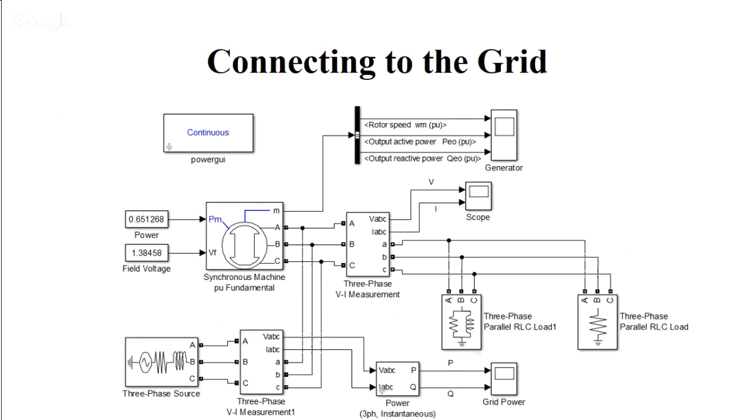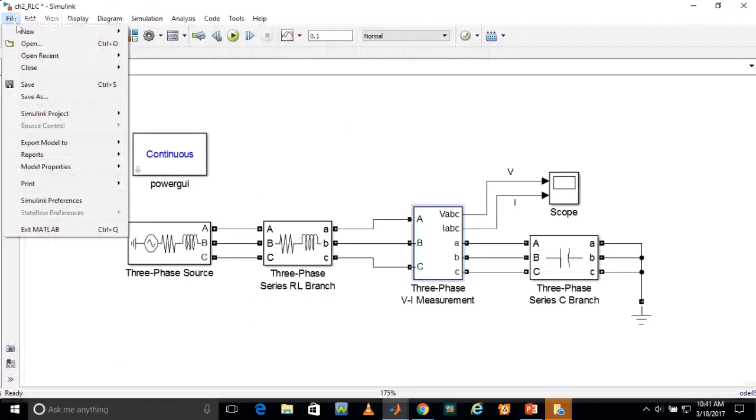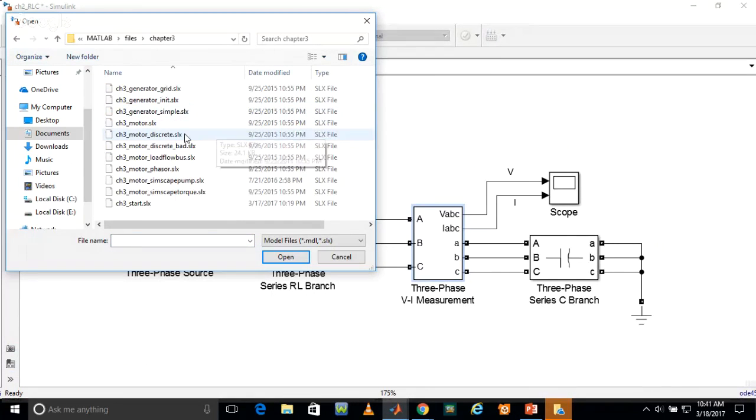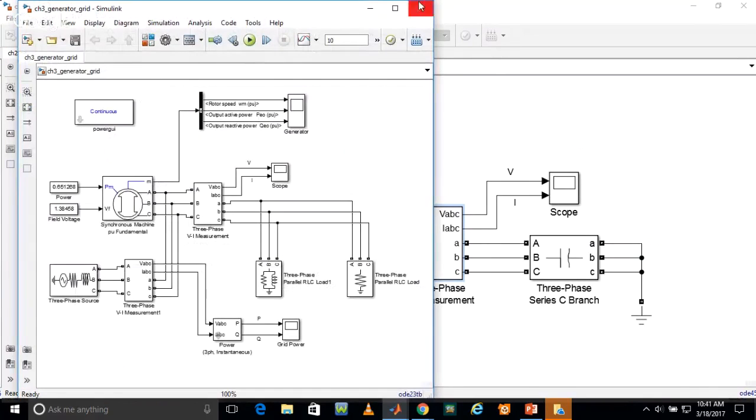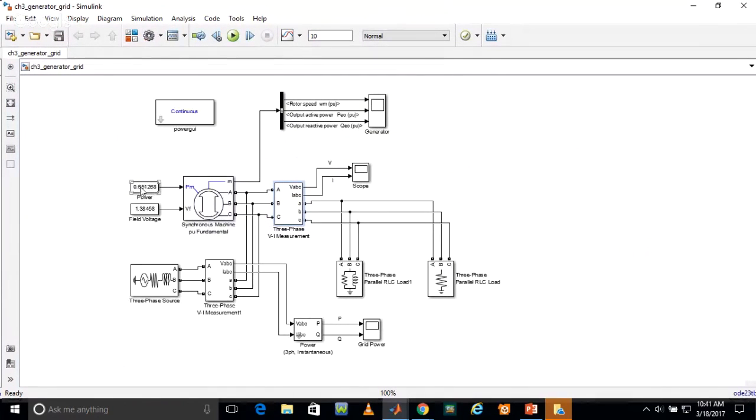So again, file open, grid. This is the system we have created. We have already made this system, right? Synchronous generator to load. We just have connected another three-phase source. What we want to make is an infinite bus, right? What is a grid? It's an infinite bus, right?